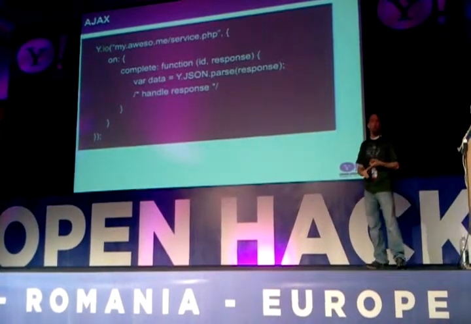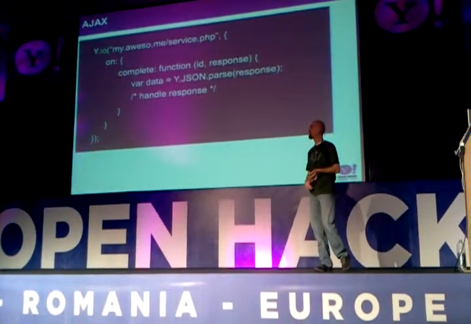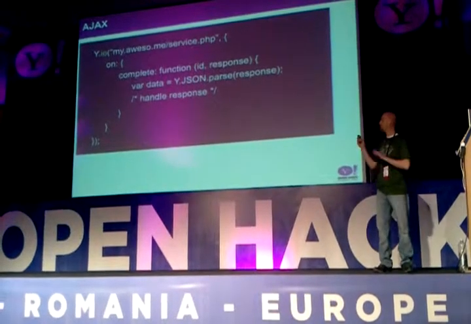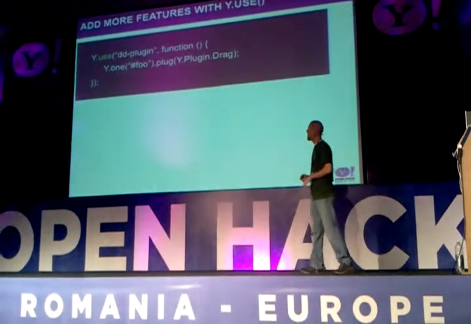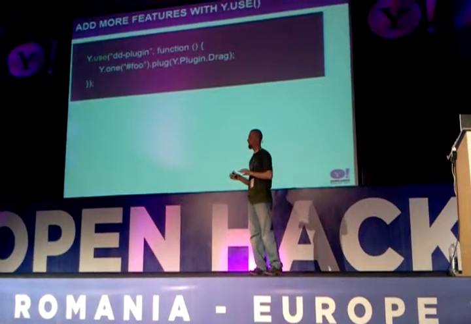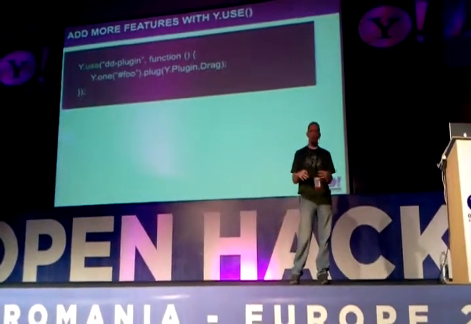It can do cross-domain requests. It does form serialization. It does transaction queuing, a variety of other things. There's a lot of stuff, a lot of magic that happens here that you get for free. And that's sort of the basic stuff, some of the basic things that you get out of the box with the simple YUI package, right?